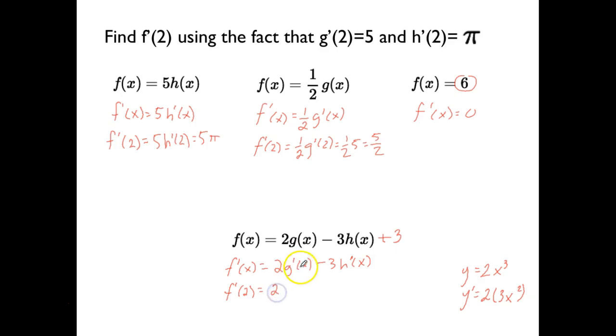Now we're checking it at 2. It's going to be 2 times g prime of 2, which I'm just going to skip forward. It's 5. Minus 3 times h prime of 2, which is pi. Okay, well, that is going to be 10 minus 3 pi. We're good to go. That's it.